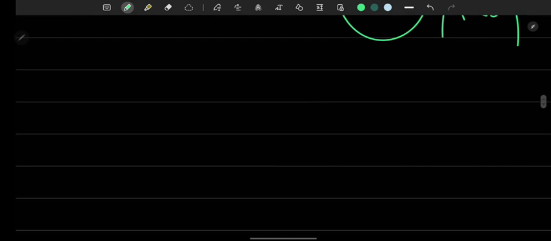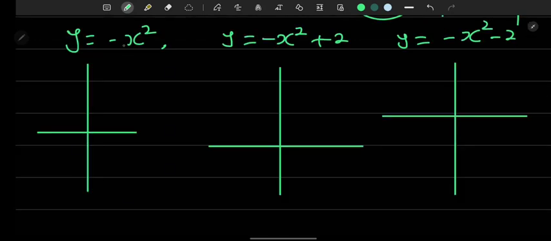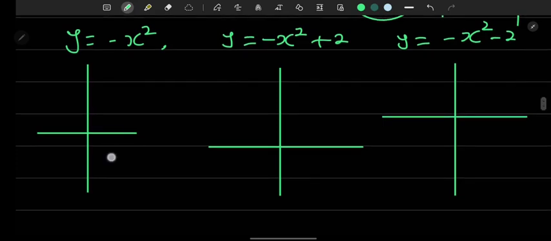Okay, so let's consider two examples on this. Suppose we have minus x squared. For minus x squared, we have this. It's just like a reflection on the x-axis of y equals x squared. So we have something like this for y equals minus x squared. Then for minus x squared plus 2, remember plus 2 here implies 2 units above the x-axis. So the graph will move up 2 units above the x-axis. So you have 1 and you have 2.